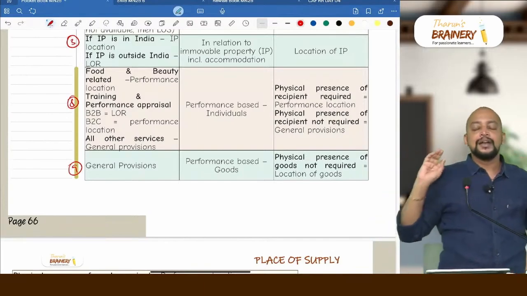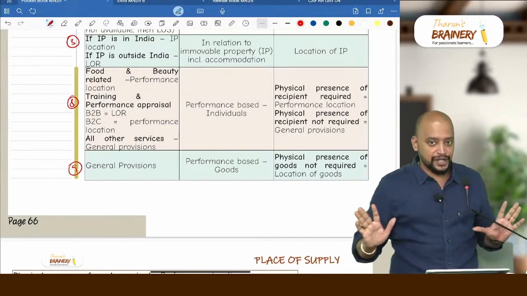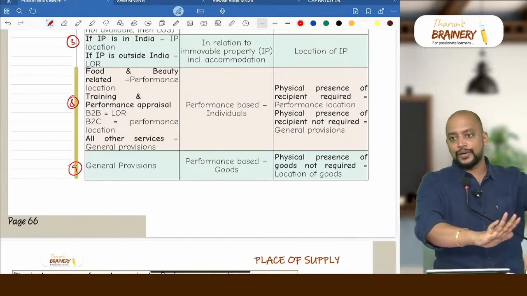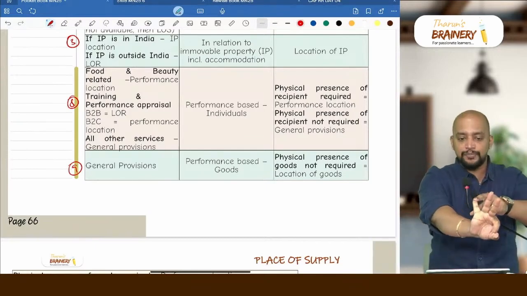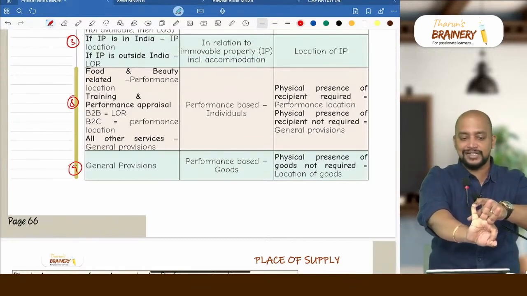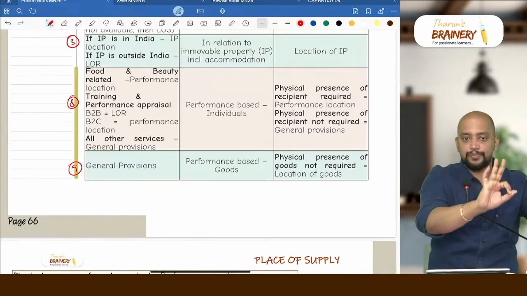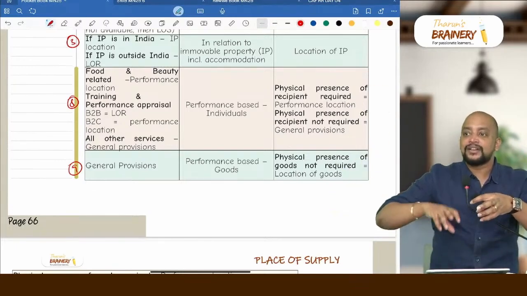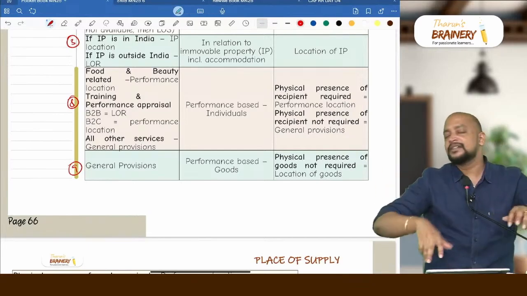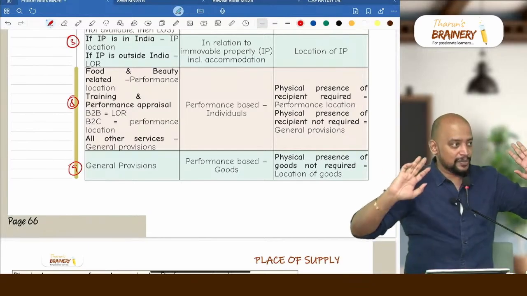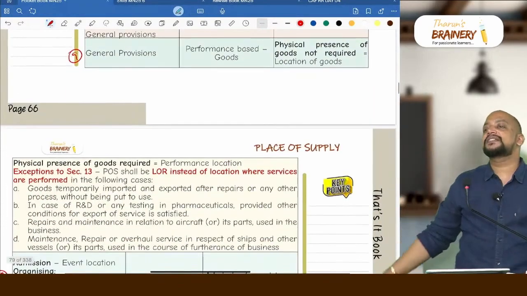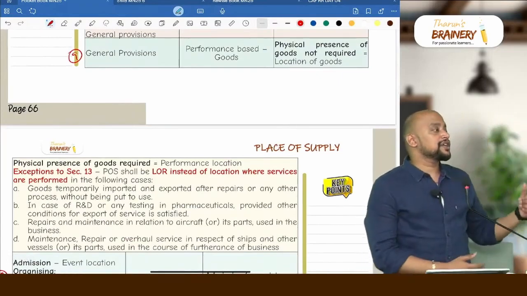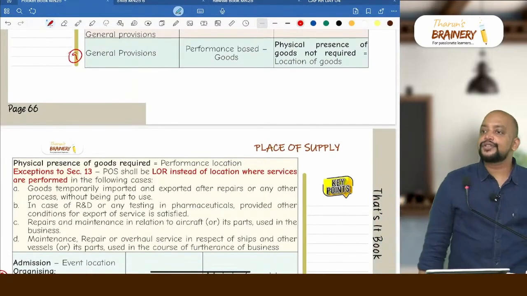How do you remember this? Performance based service in relation to individuals: in the context of section 12, 3 services: food and beverages, beauty treatment, training and performance appraisal, location of performance. Again in section 13, physical presence of the recipient required, location of performance. All other cases it will be general provisions. Then performance based service in relation to goods: in the context of section 12 we don't have any provision, so general provisions.